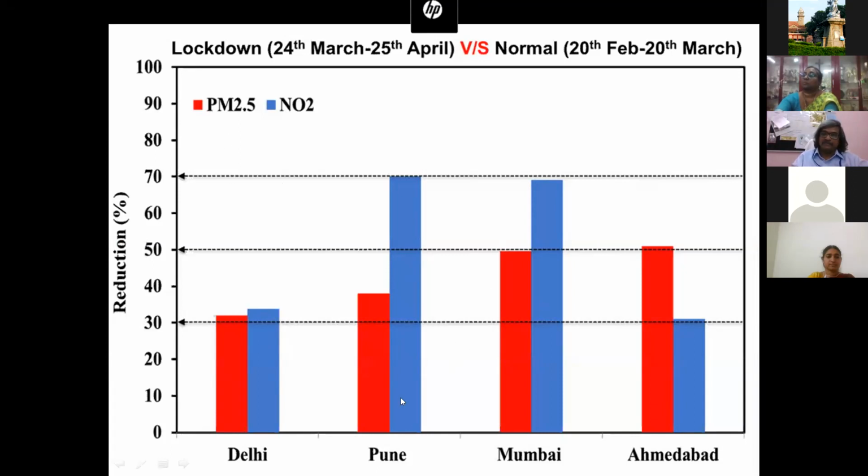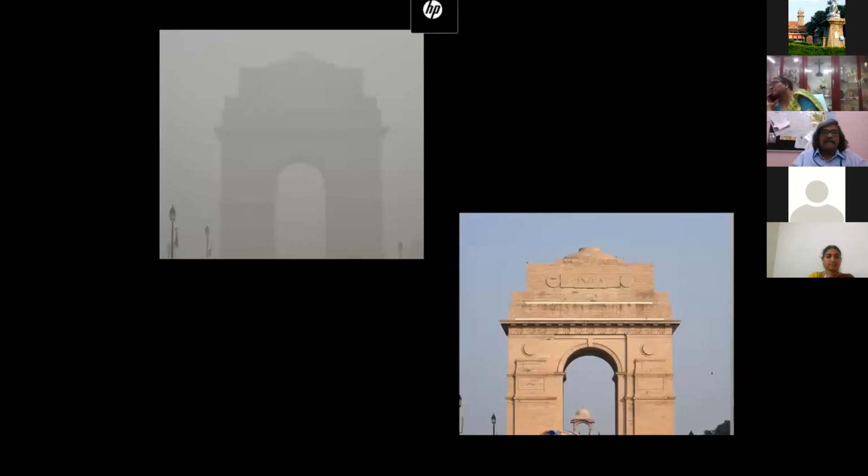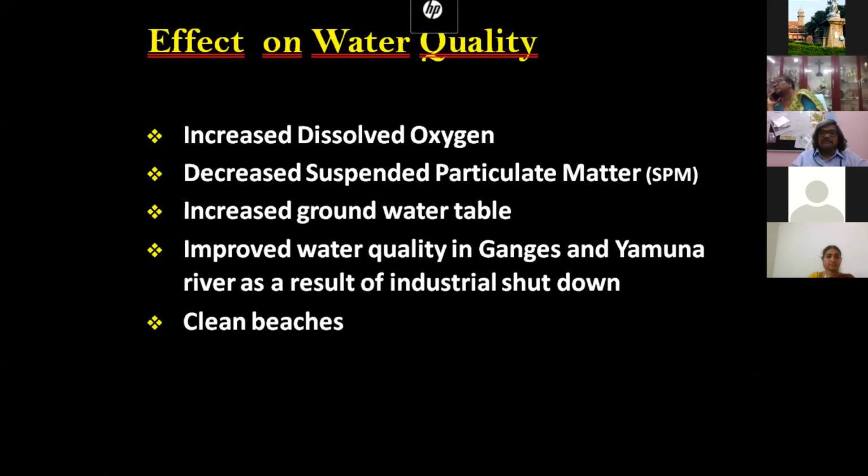You see in Pune, Mumbai, Ahmedabad, the air quality index has improved very much. These are some classical pictures of India Gate at Delhi. That was about the air quality.